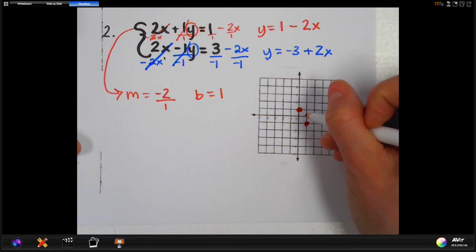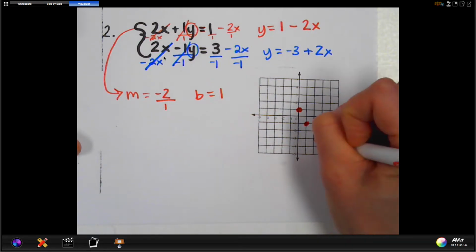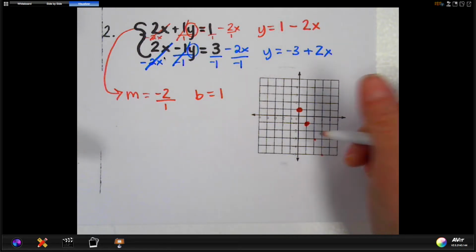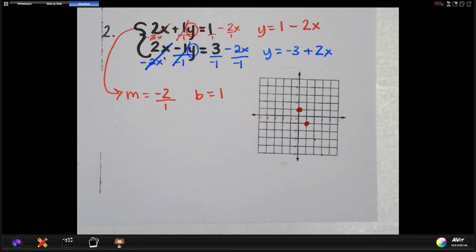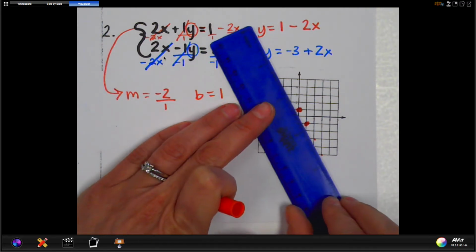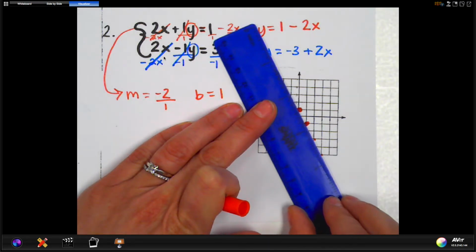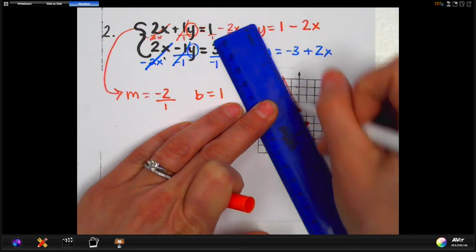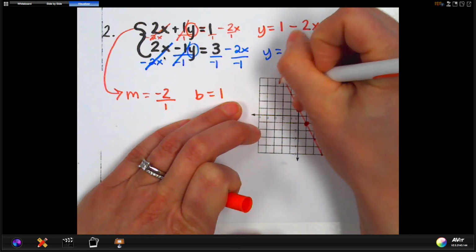And again, I'm going to use the pattern. Now I know I'm going to go down 2 and right 1 every single time. And use your ruler, draw the line through the graph. Okay, so the first one is complete.